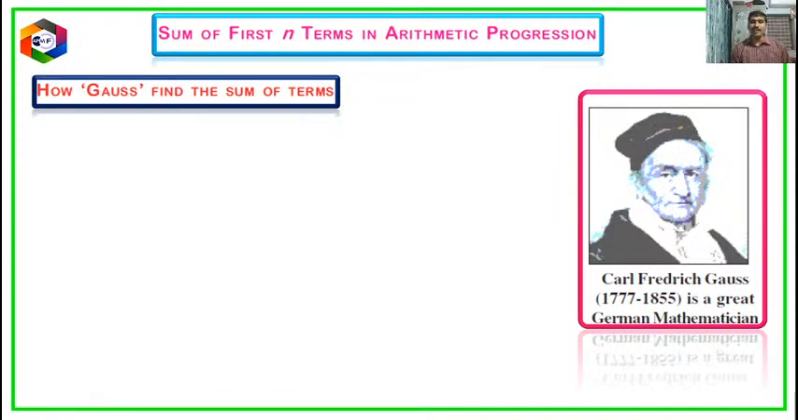So in the class, that means while he was studying around 7th or 8th class, his teacher asked one question: what is the sum of the first 100 natural numbers?